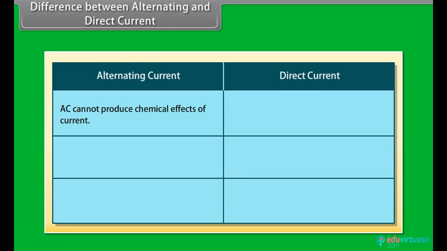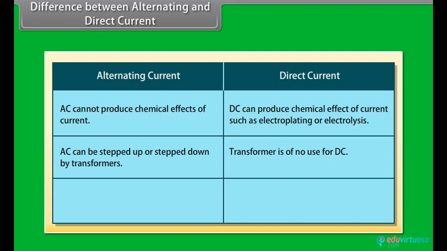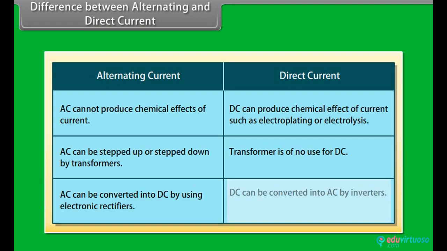AC cannot produce chemical effects of current, but DC can produce chemical effects of current such as electroplating or electrolysis. AC can be stepped up or stepped down by transformers, but a transformer is of no use for DC. AC can be converted into DC by using electronic rectifiers, whereas DC can be converted into AC by inverters.